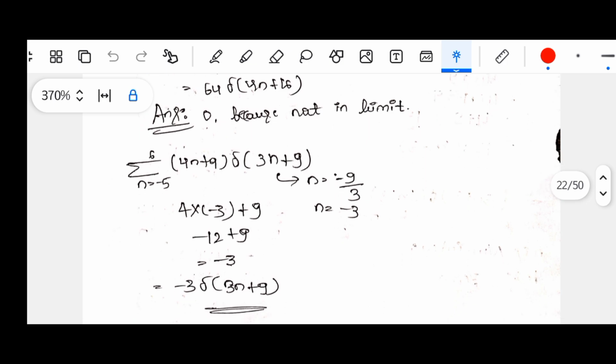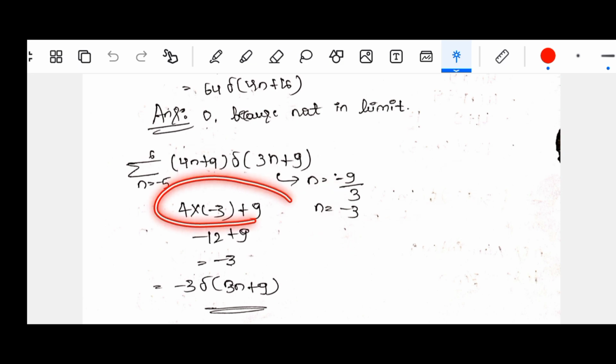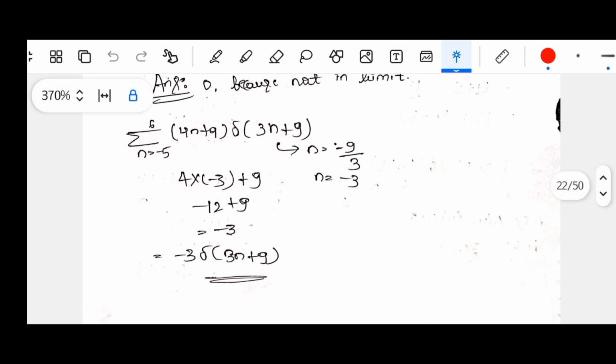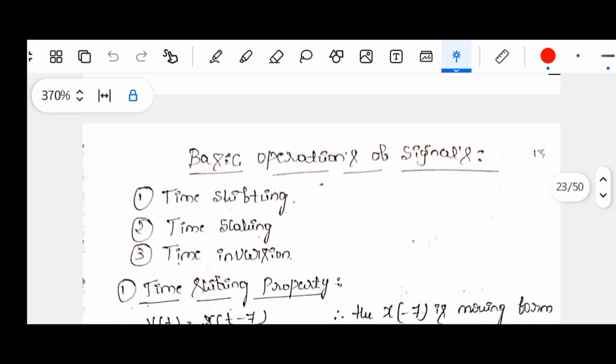Summation of n is equal to minus 5 to 6, 4n plus 9, where delta of 3n plus 9. First we find out the location. n will be minus 3. So substitute that minus 3 in the n value. 4 into minus 3 plus 9. 4 into 3 will be minus 12 plus 9. So we will get minus 3. Minus 3 into delta of 3n plus 9.